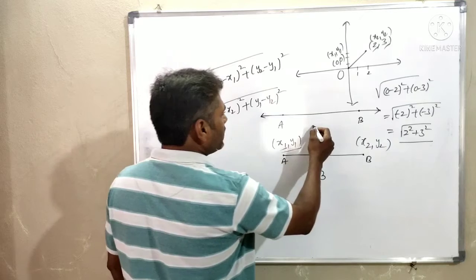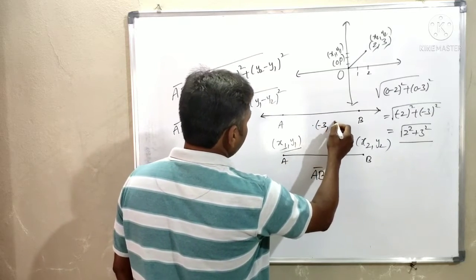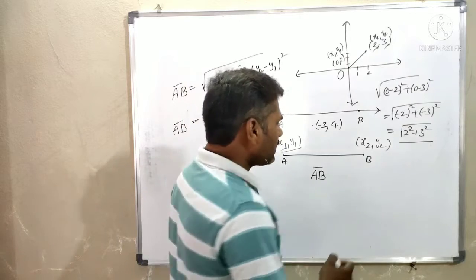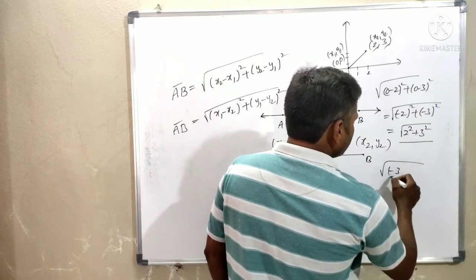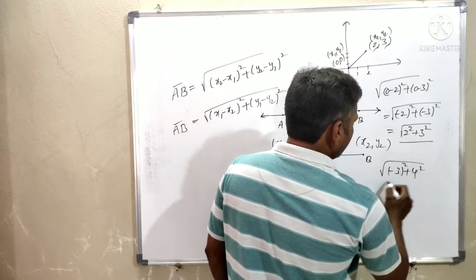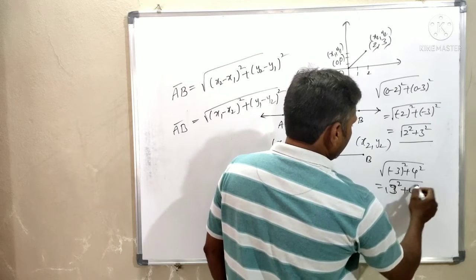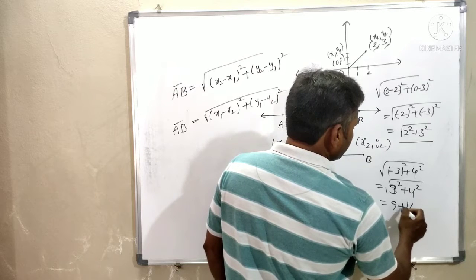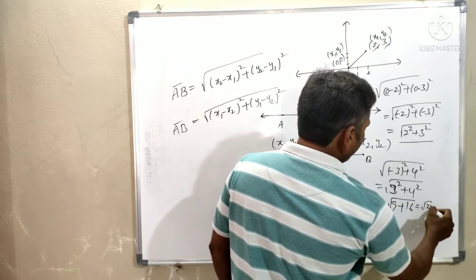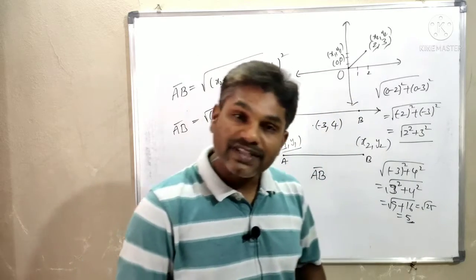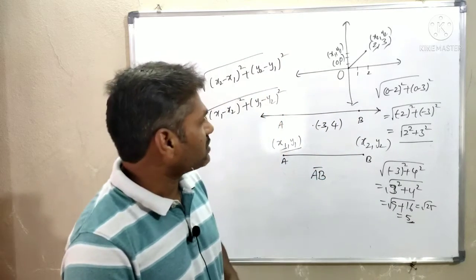Similarly, if you want to find the distance of another point, minus 3 comma 4, simply write square root of minus 3 whole square plus 4 square. This is 3 square plus 4 square, 9 plus 16, that is square root of 25. So 5 units is the measurement of the distance.